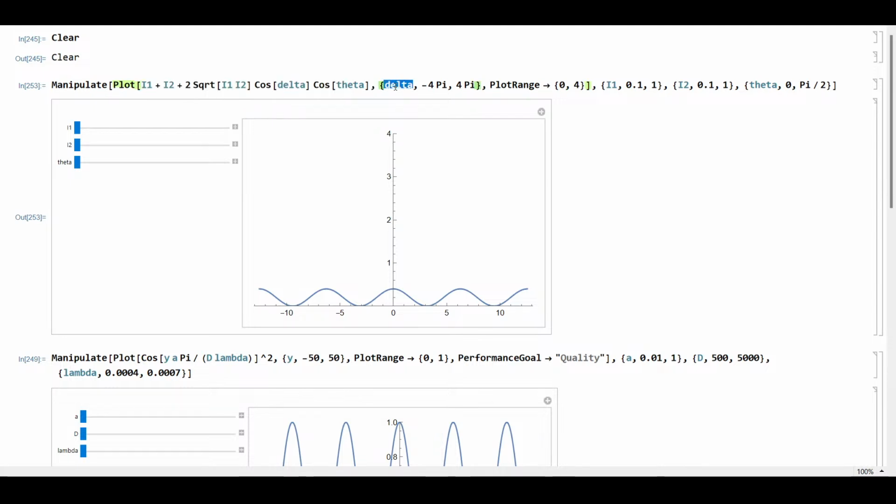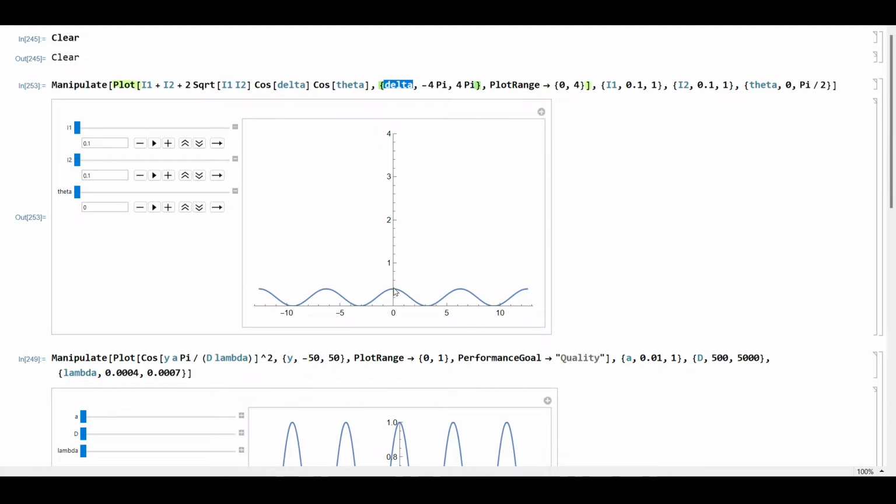And then I'm varying delta from minus 4 pi to plus 4 pi. And then I have on this left side controls for I1, I2 and theta. So right now I1 is 0.1, I2 is 0.1 and theta is 0, meaning I1 equals I2 equals I0 and theta equals 0 degrees. This is what you see. So you see that the minimum point goes down all the way to 0. And this point right here is 0.4. Why? Because this is 0.2, 0.4, 0.6, 0.8 and then 1. So 4 times I1, which is 4 times 0.1, which is 0.4.